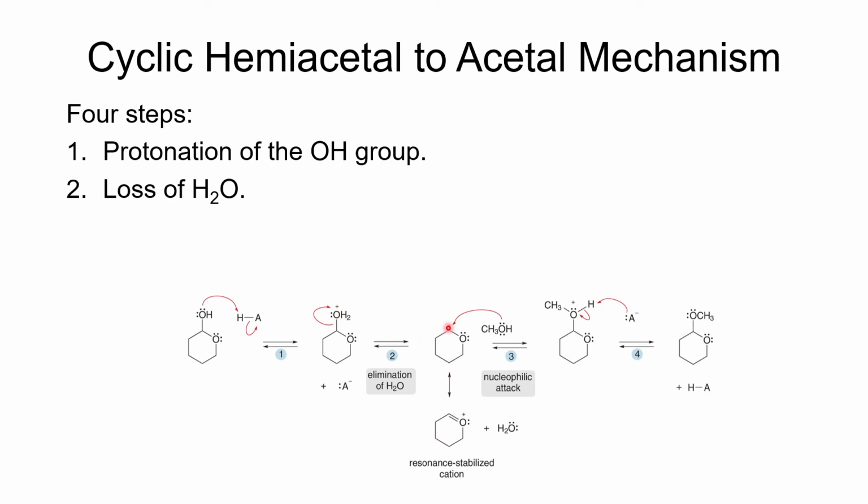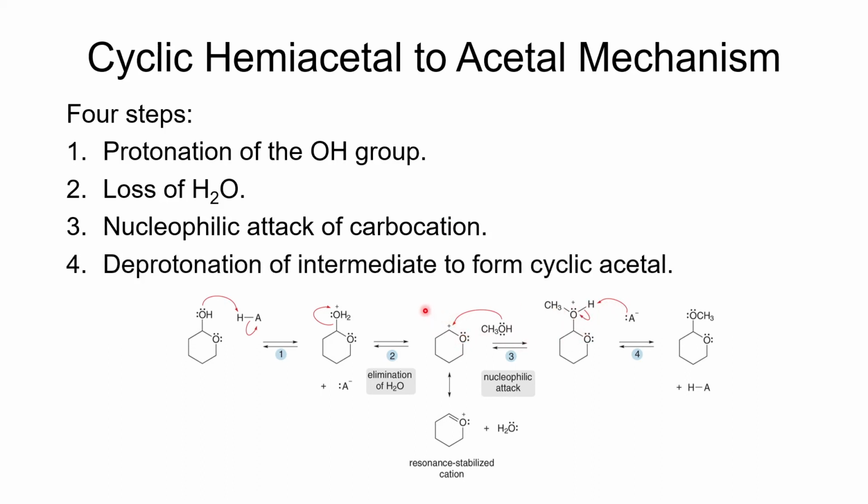That carbon is susceptible to nucleophilic attack by our alcohol. And so we end up getting a positive charge here on that carbon. And the nucleophile comes in and attacks. And then that leaves us with this intermediate that just needs to be deprotonated, and we can form our acetal. All right, so there is our cyclic acetal. Pretty cool.